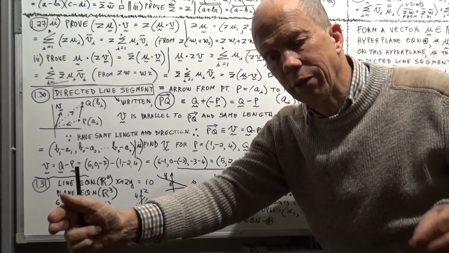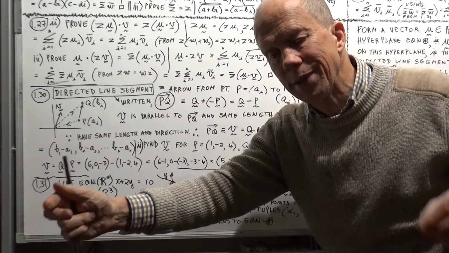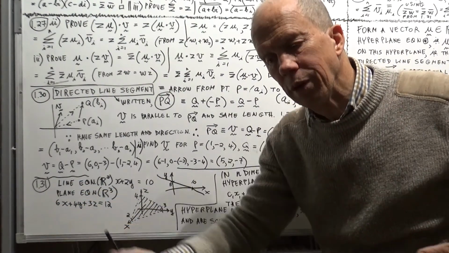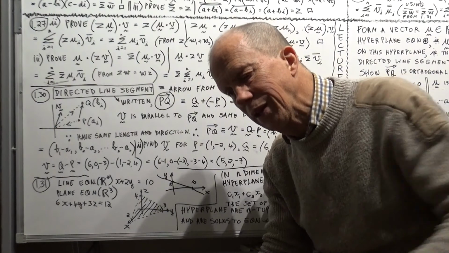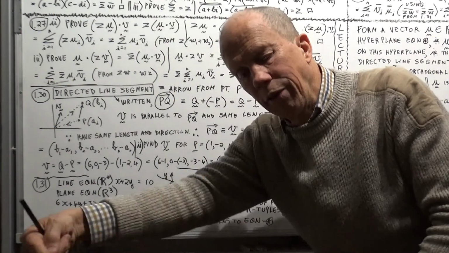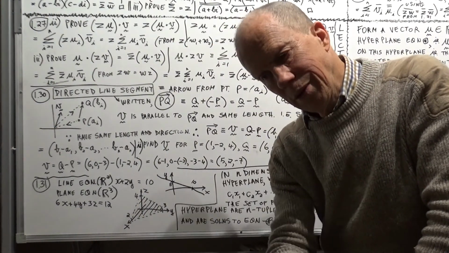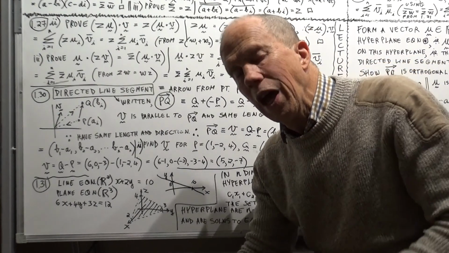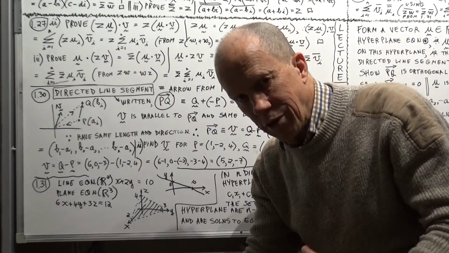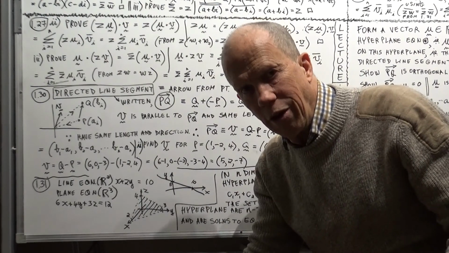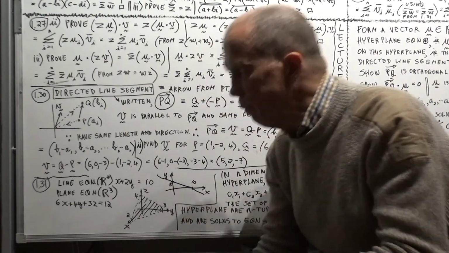And to make it directed, I make that line segment an arrow. So I could have it pointing that way, or I could have it pointing the opposite way, right? So either of those is directed, in other words, it has a direction. You've made it into an arrow. So a directed line segment.